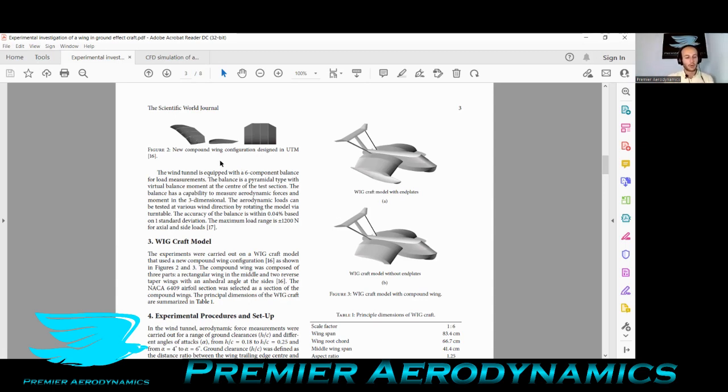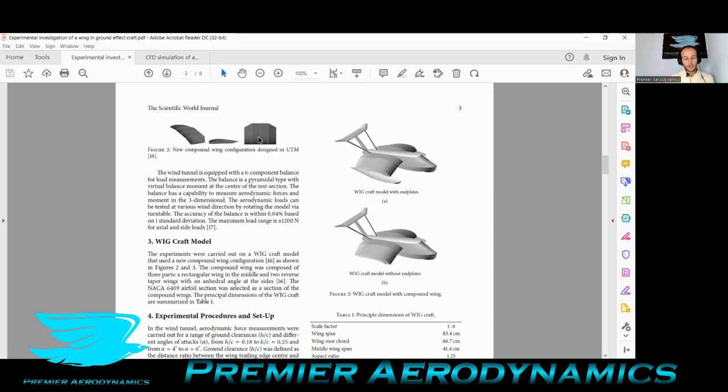The compound wing was composed of 3 parts: a rectangular wing in the middle and 2 reverse taper wings at an anhedral angle at its sides. So effectively, the middle part here is flat, then on the 2 sides they come down. They call it anhedral, which means it just comes down at an angle. So effectively the wing looks like that, it's curved.